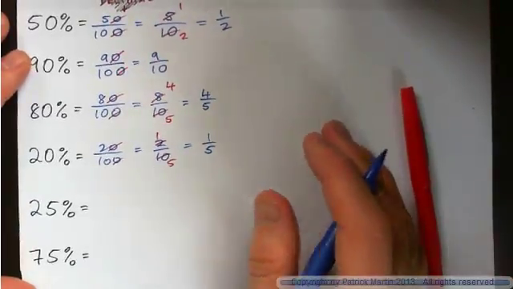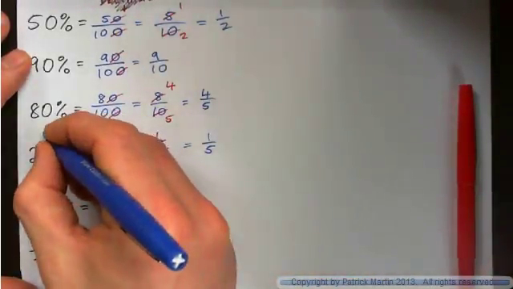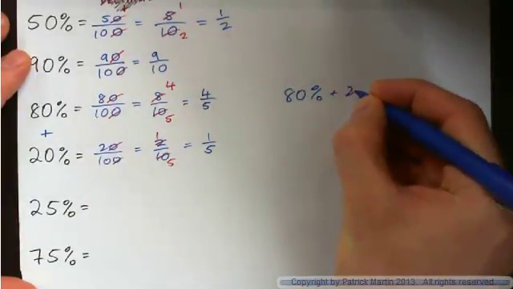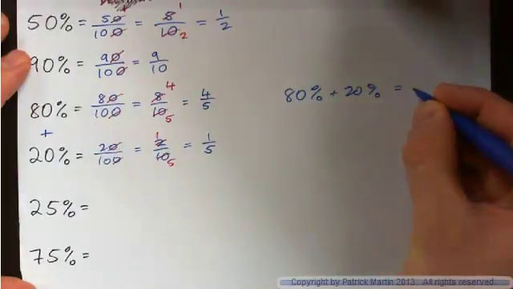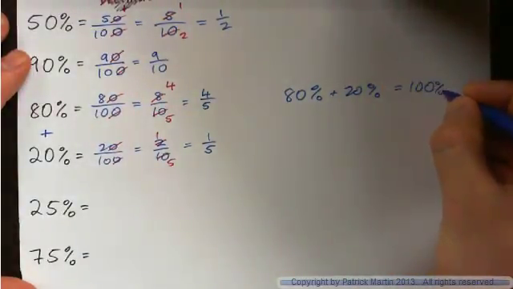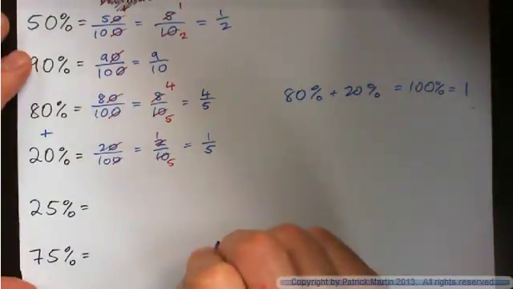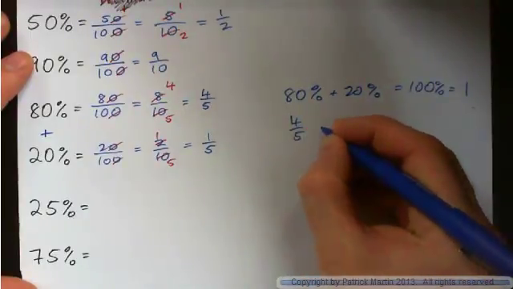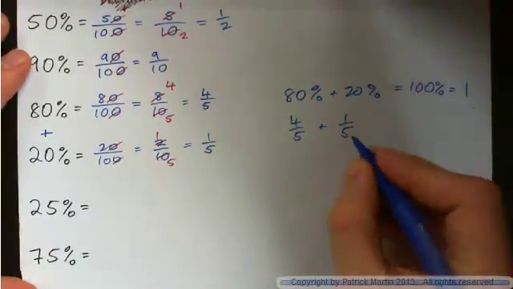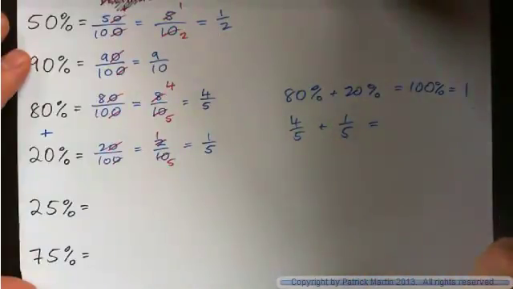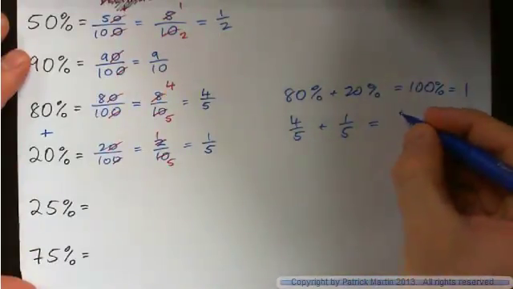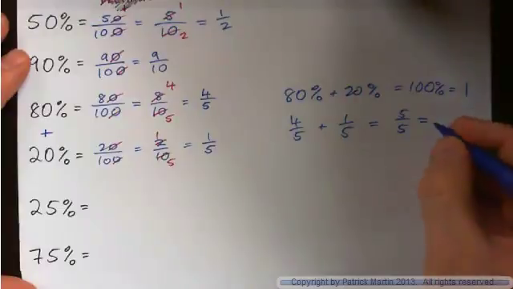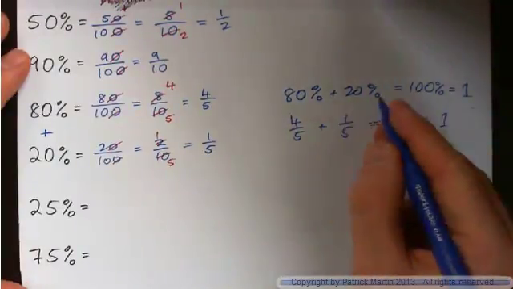1/5. Now, I want you to know something about these. 80% plus 20%. Let me show you. 80% plus 20% is 100%, isn't it? Or 1. 100% is the same thing as 1, right? Now, 80% you said is 4/5. And 20% is 1/5. What's 4/5 plus 1/5? 5/5. And 5/5 is 1, isn't it? So, watch out for things like this.